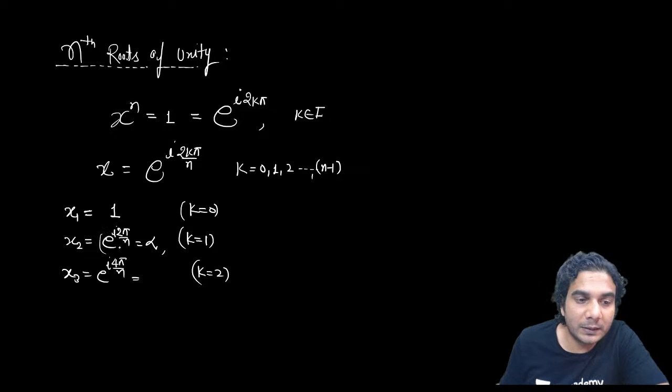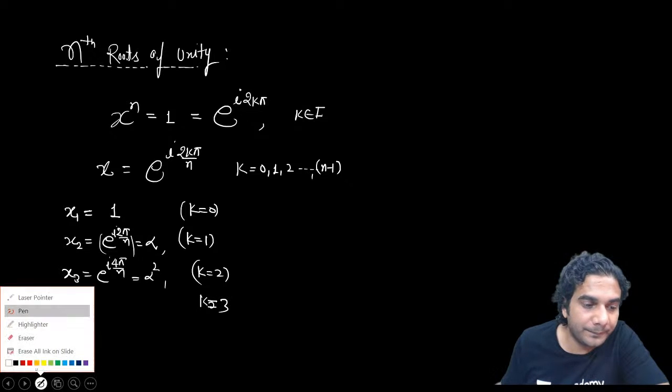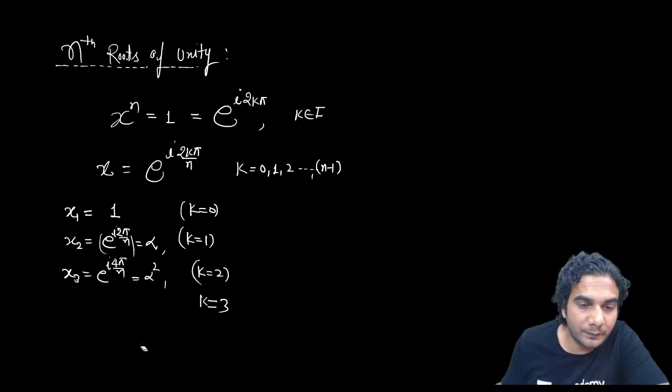So if this number e raised to i 2 pi by n is alpha, then e raised to i 4 pi by n is nothing but alpha square. Okay, so these roots form a GP. That question is also something you get in options, that roots are forming a GP. So yes, roots are forming a GP. If you put k is equal to 3 in this, then you'll get the next root x4, that is e raised to i 6 pi by n, and that is alpha cubed.